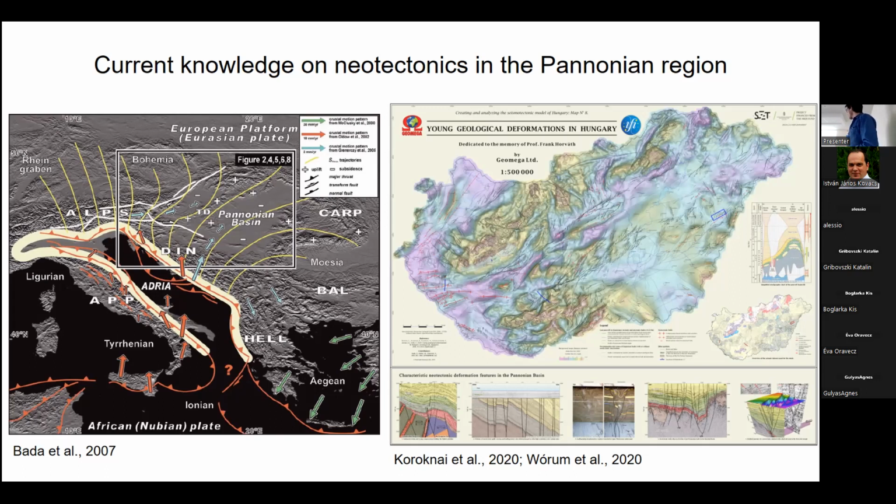And the structure of the basin is actually quite well mapped by now, and here is the map by Koroknai et al. and Volum et al. from just a couple of years ago, and there is a really high resolution of structures that can potentially be active or are considered to be neotectonically active, so active in the past couple of millions of years. So we know already a lot about the structure, but still quantitative deformation or strain rates for the region were not calculated yet.